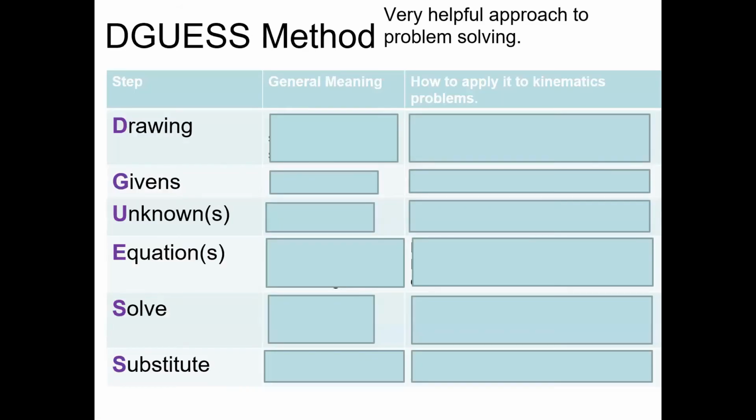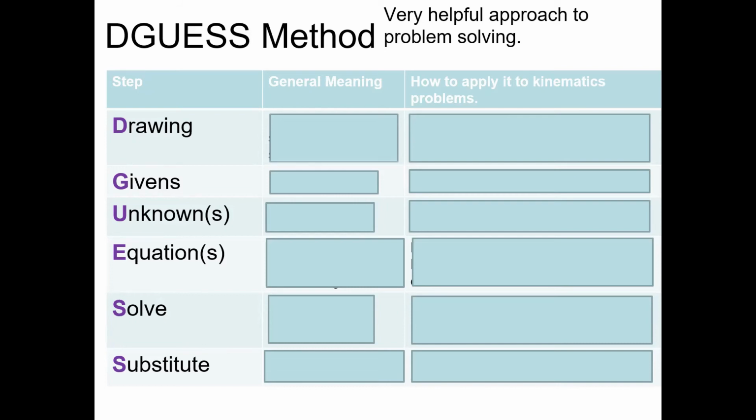Okay, this is a very powerful problem-solving approach that I have basically learned over the years and fine-tuned with other physics teachers. This is called the DGUESS method. I want to talk through what each of these mean, and how they apply to kinematics problems. First, to know what DGUESS means, you can see there on the left, it's an acronym that stands for drawing, givens, unknowns, equations, solve, substitute. Let's talk in more detail about what they mean.